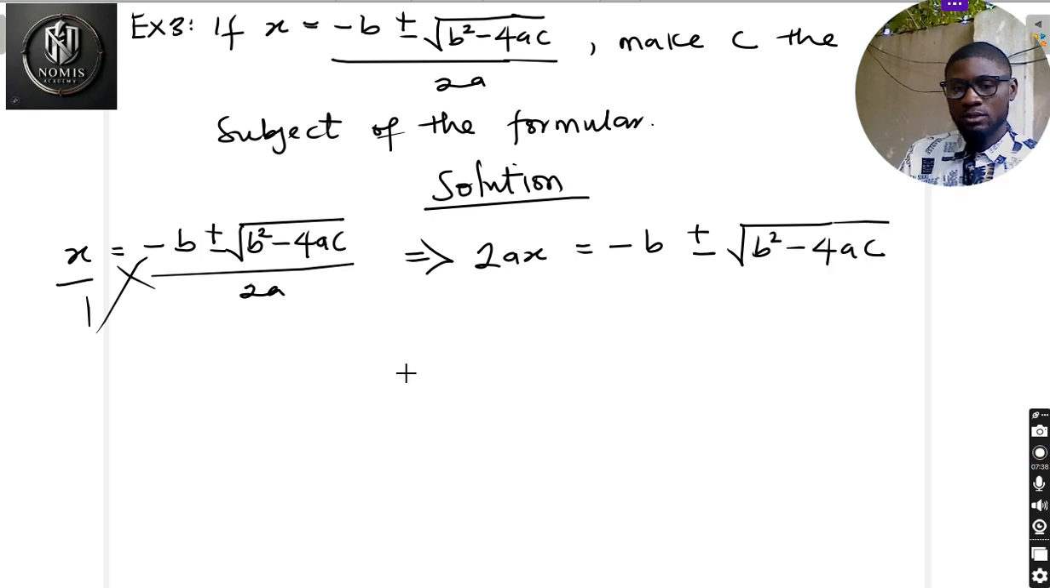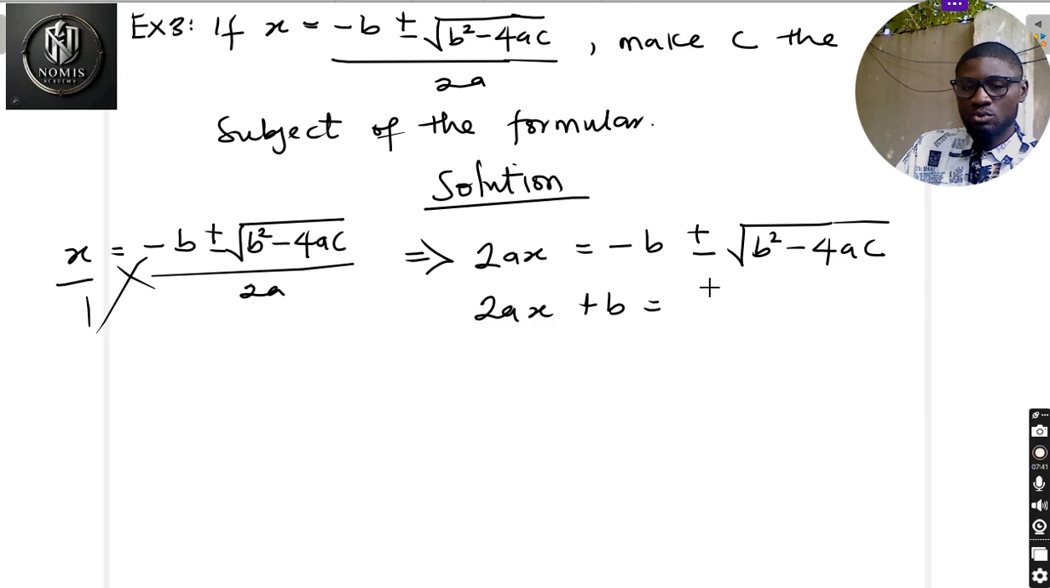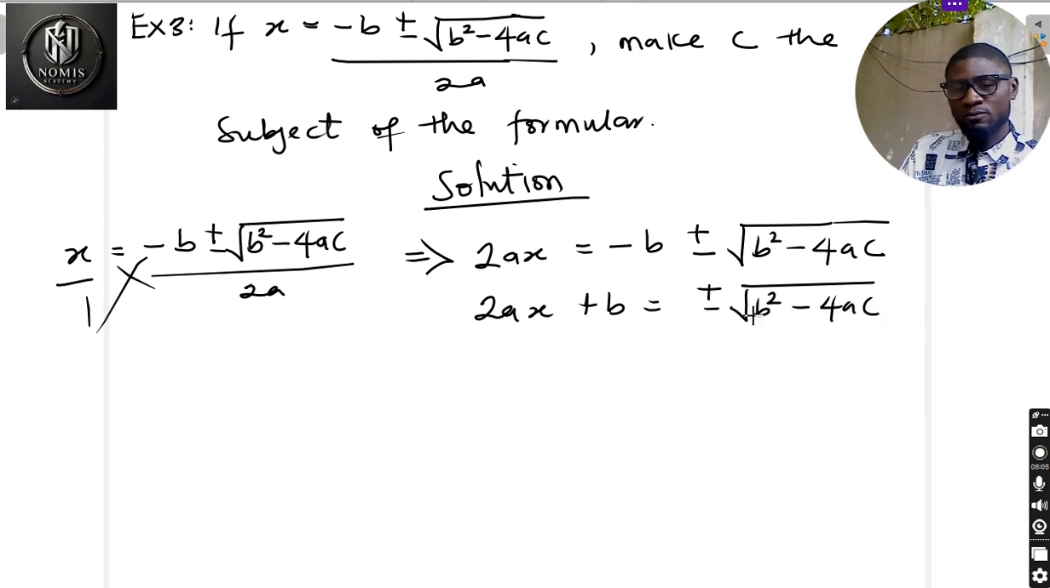I believe you're following. So from here, let's bring this to this side. Minus b comes to this side, so it becomes 2ax plus b equals plus or minus the square root of b squared minus 4ac. So what do I do next? I need to remove this square root, a radical that has been giving me problems. So I have to square both sides.